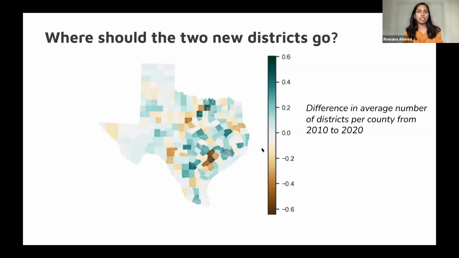So the green regions are areas where we expect to see a higher number of districts in 2020 than 2010, and the brown areas are counties where we expect to see a decrease in the number of districts. So to take a deeper dive, we focused in on the Dallas metro area and the Austin metro area, which falls in Hays and Travis counties.